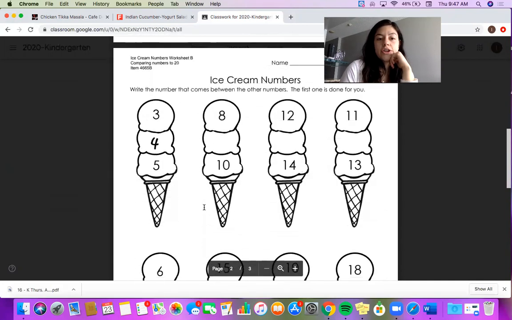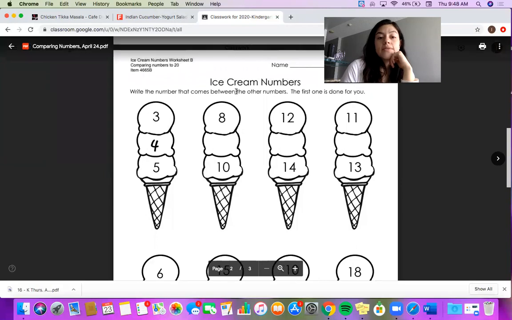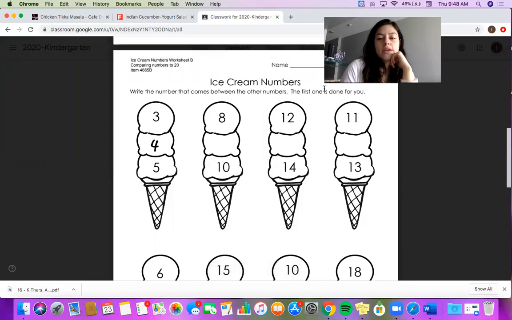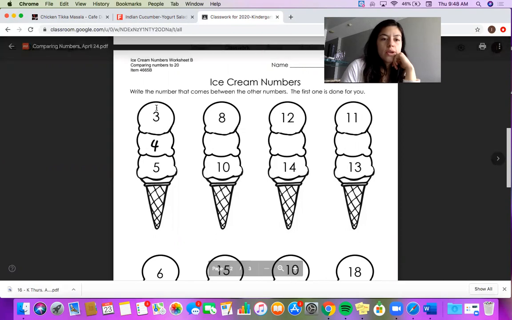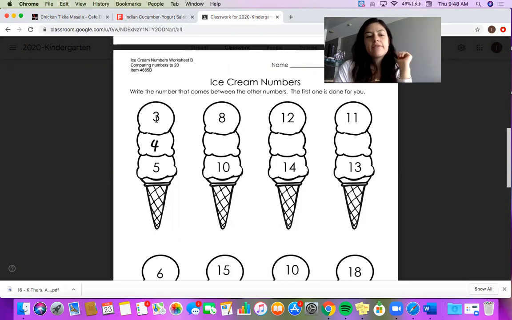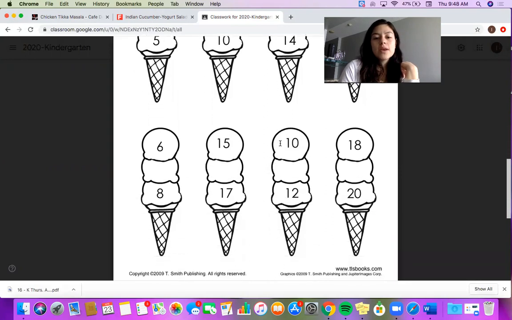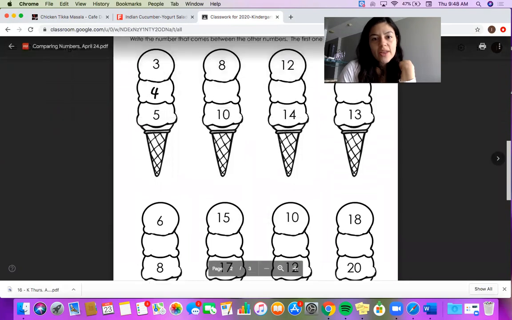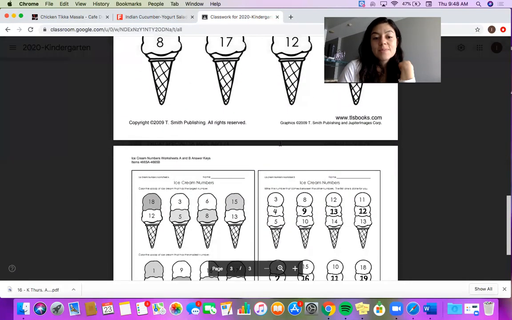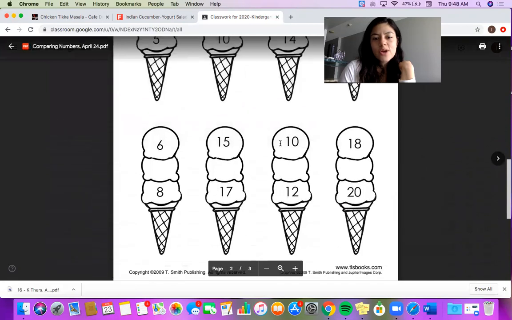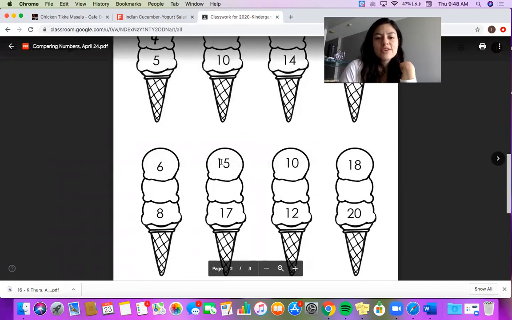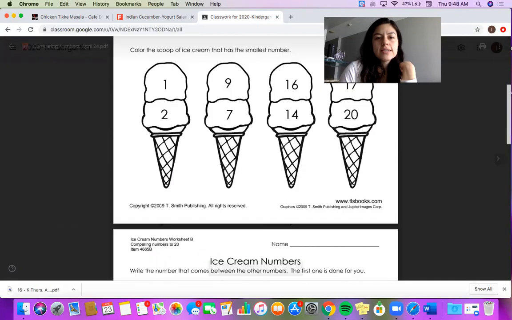And on the third page here, you need to write the number that comes in between the other numbers. So the first one's done for you. Here we have 3 and 5, so they put in the number 4. 3, 4, 5. That was the missing number that goes in between. So there's 8, 10. Something goes in between 8 and 10. You need to find the in-between numbers, and then you can color all the ice cream cones. The next page is the answer sheet, just so you know not to print it or not to show the kids. Make sure they don't get their eyes on the answer sheet.